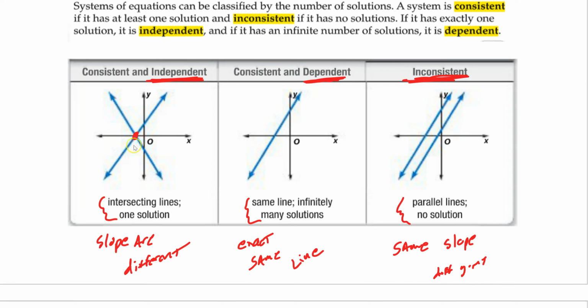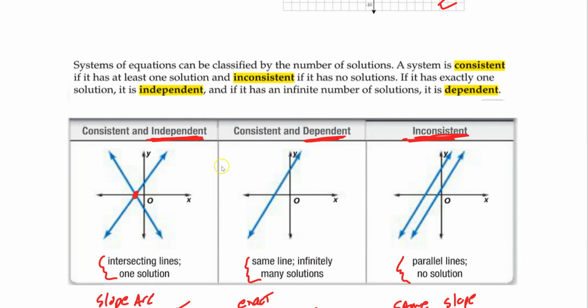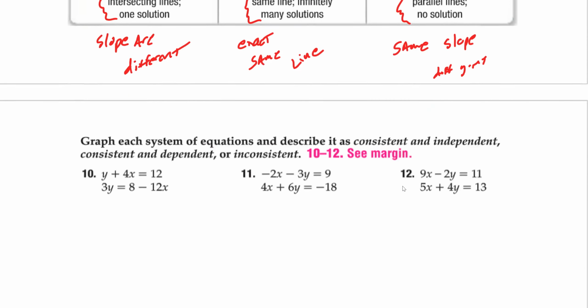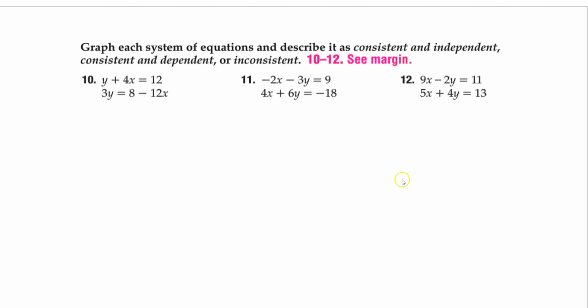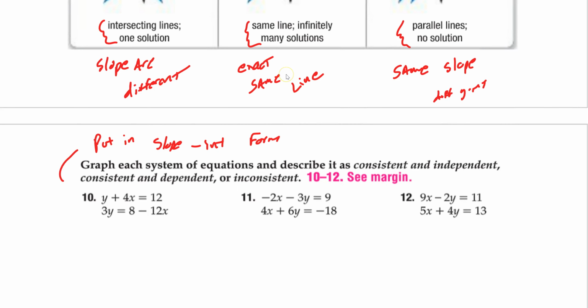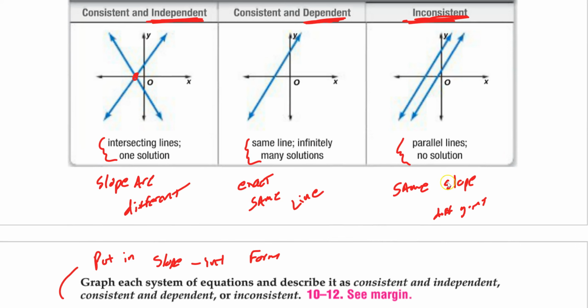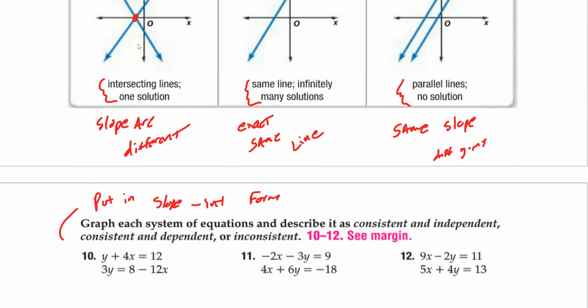So those are the three types of systems. We have independent when they cross once. We have dependent when they're the exact same line. We have inconsistent when they don't cross at all. So it's easy to tell when you graph which one is which, but what if I just give you an equation? Well, the easiest thing to do here is just put it in slope-intercept form. If they're the exact same line, then it's dependent. If they have the same slope, then it's inconsistent, and if their slopes are different, it's independent.